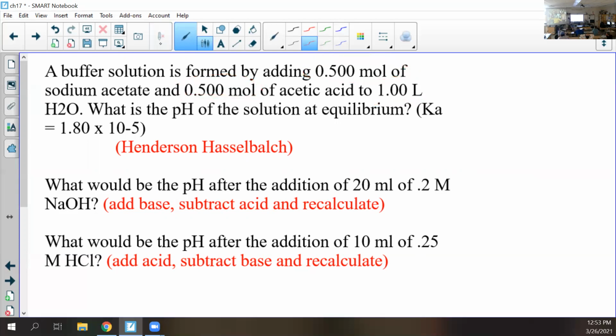Okay. So a buffer, it's whatever. To 1 liter of water, what is the pH of the solution at equilibrium? So that is just straight Henderson-Hasselbalch. Will you attack this question right here? Here's the Ka.